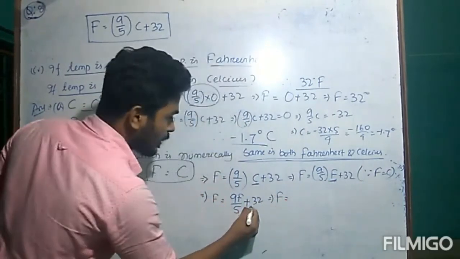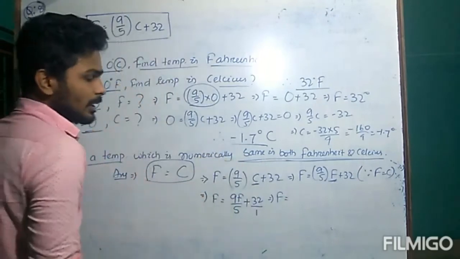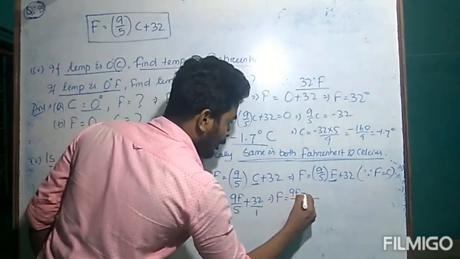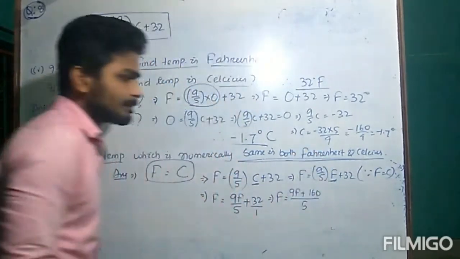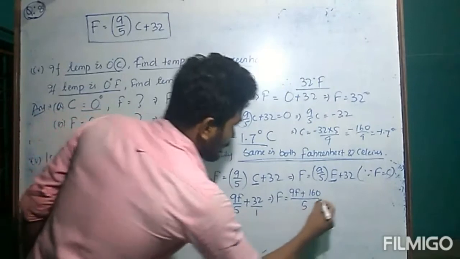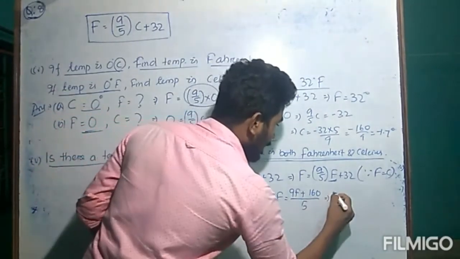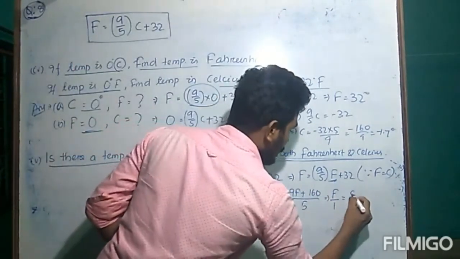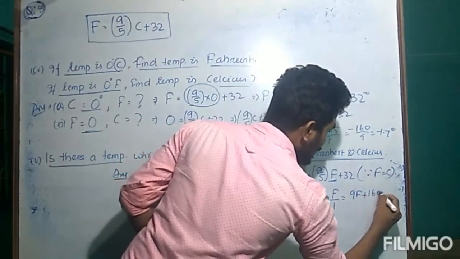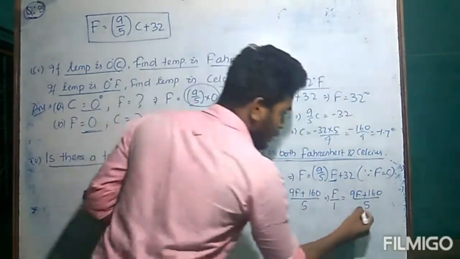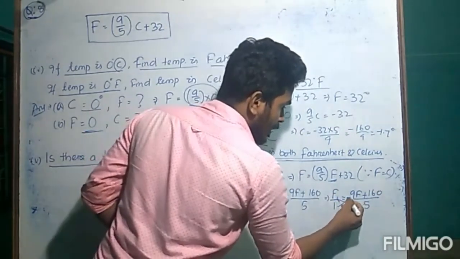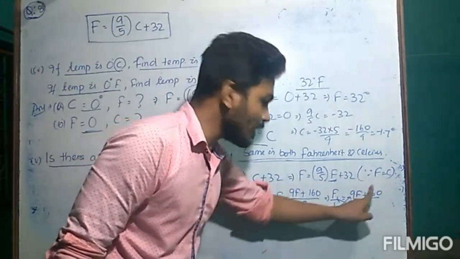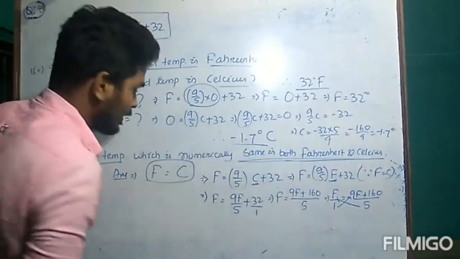So F is equal to, 32 can be written as 32 by 1. So first find the LCM and add them. 9F plus 160. Okay. So next, F can be written as F by 1. No issue. Is equal to 9F plus 160 by 5. Now do the cross multiplication. In cross multiplication, the numerator is multiplied with the denominator and the denominator is multiplied with the numerator of the opposite side.